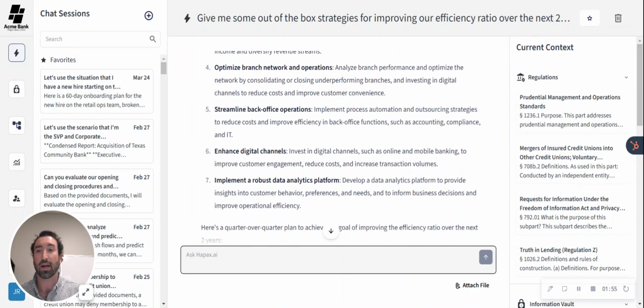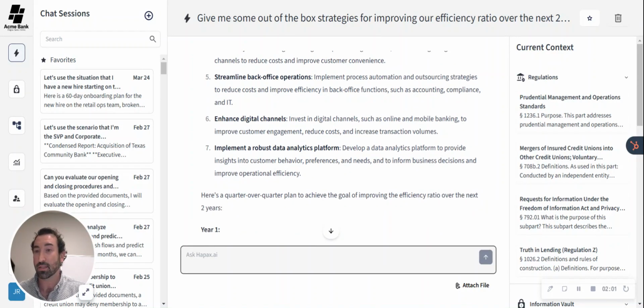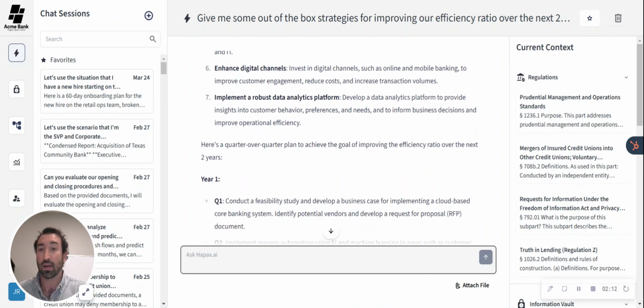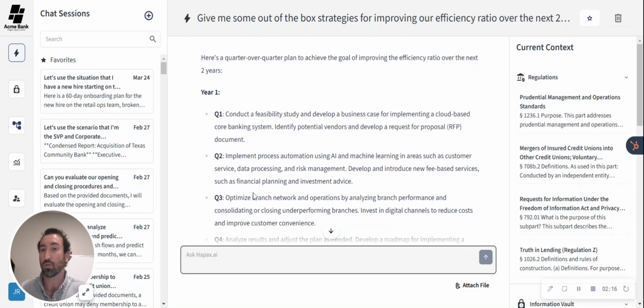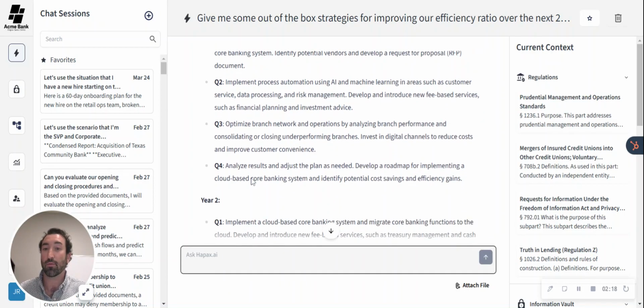Once again, these may be a little bit high level as a first pass with this type of prompt because it's not incredibly specific. But we could dive into this in more detail if we wanted to via this chat feature and really just talking with Hapax and having a conversation. Similarly, I asked for that quarter over quarter plan to achieve that goal, and it'll actually break it out into a year one, quarter two, three, and four. Same thing for year two.